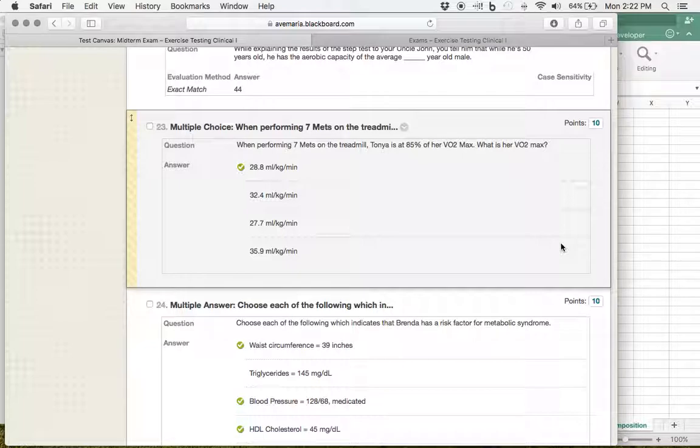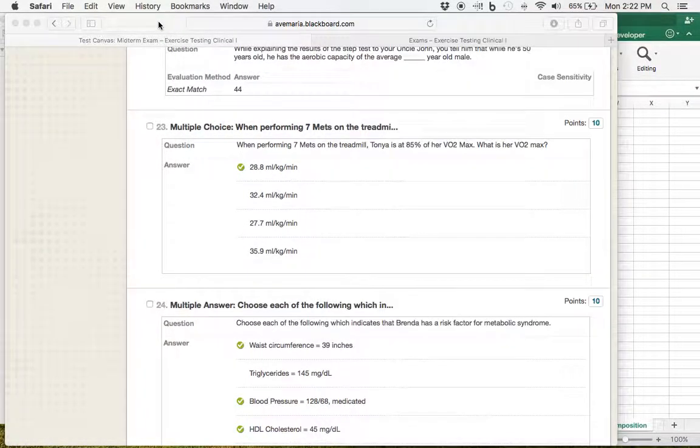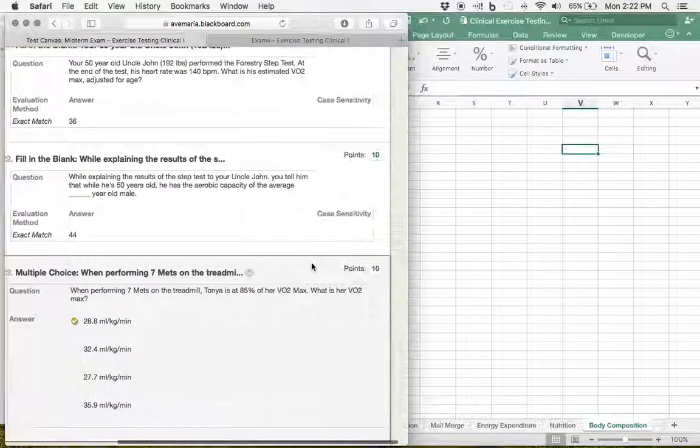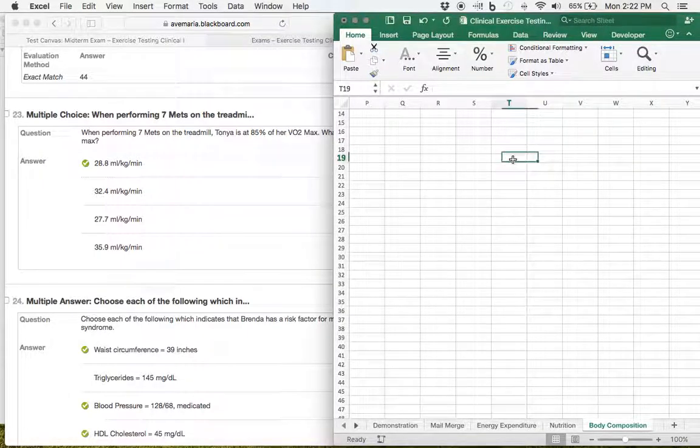So now we have a question. What is her total VO2 max? In order to find that out, we can use a little bit of math. Okay, let's actually squeeze this over. All right, and now we have it there. So we need to know, well, what is her met max? If 7 mets is 85% of her met max, what is 7 85% of?